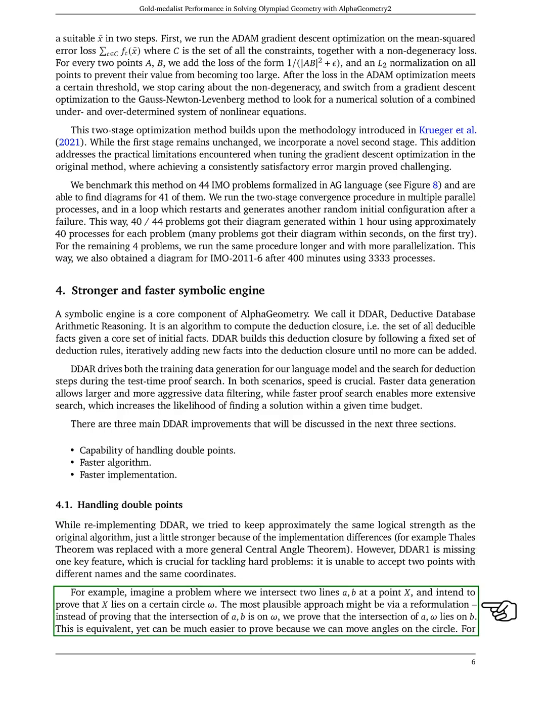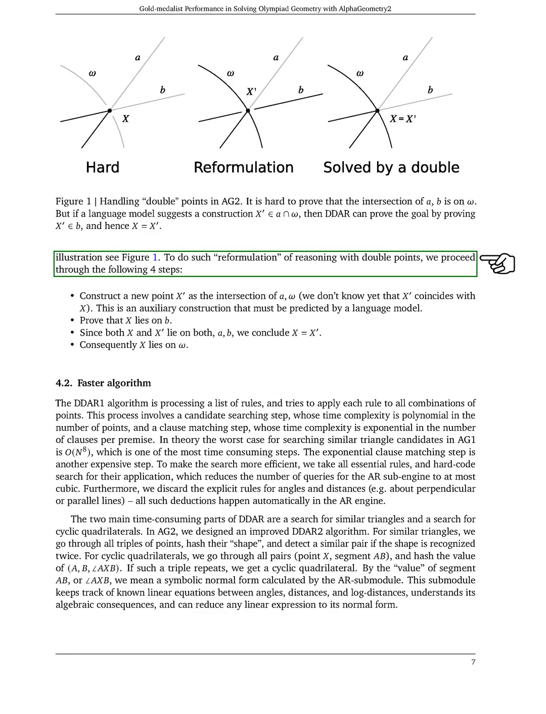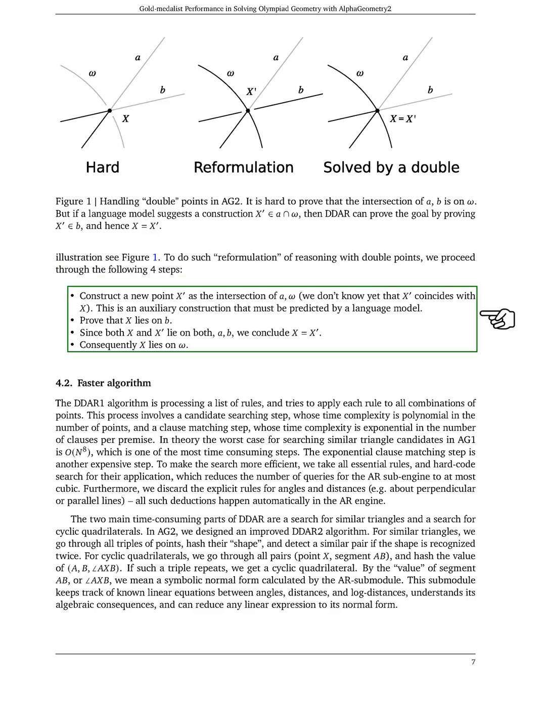For instance, when we want to prove that the intersection of 2 lines lies on a specific circle, we can reformulate the problem to show that the intersection of one line and the circle lies on the other line. This approach can simplify the proof process. To reformulate reasoning with double points, we follow 4 steps. First, we create a new point as the intersection of a line and the circle. Next, we prove that the original point lies on the second line. Since both points lie on the first line, we conclude they are the same, confirming that the point lies on the circle.